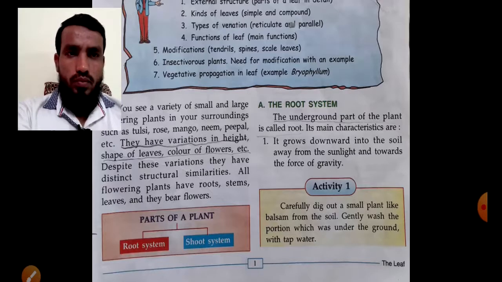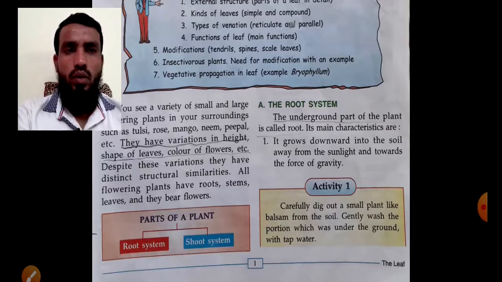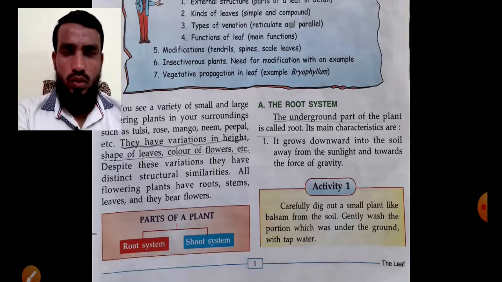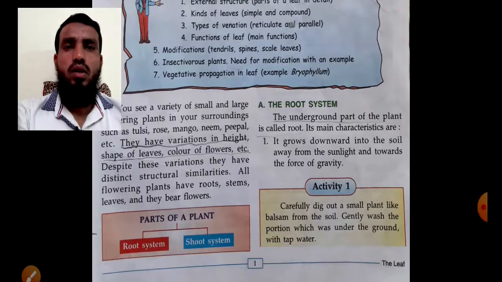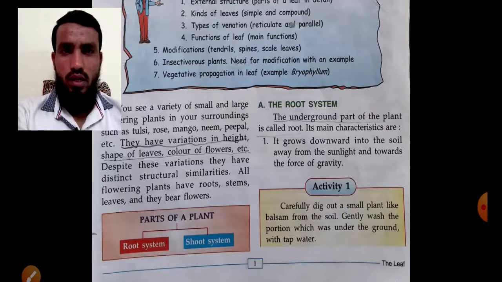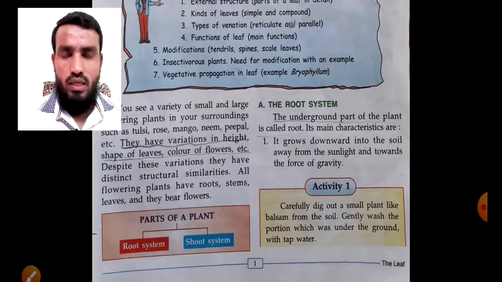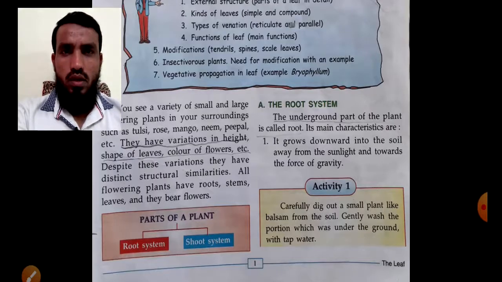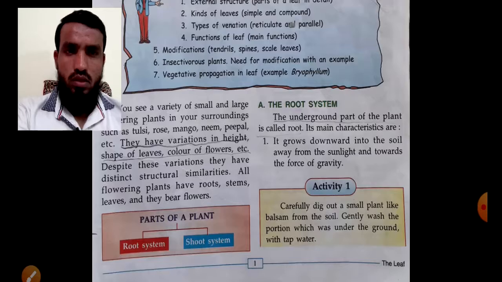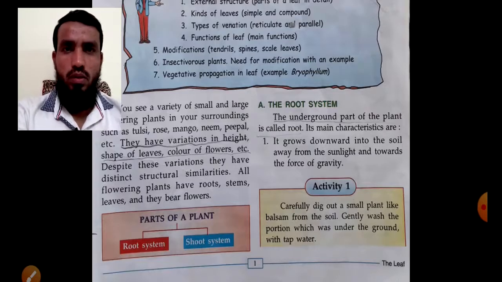So, in point number 1, it grows downwards into the soil, away from the sunlight and toward the force of gravity, right? All the roots are growing in a downward position, underground, in the opposite direction of the sunlight, and in the direction of gravity. Our earth has gravity. So this is the number 1 basic characteristic of roots: they grow opposite to the sunlight, they grow underground, and they grow toward the gravitational force, right? This is a very important first point you have to keep in mind.